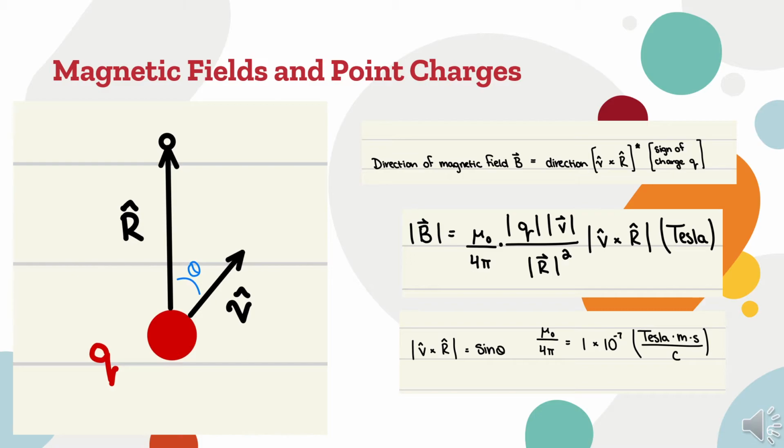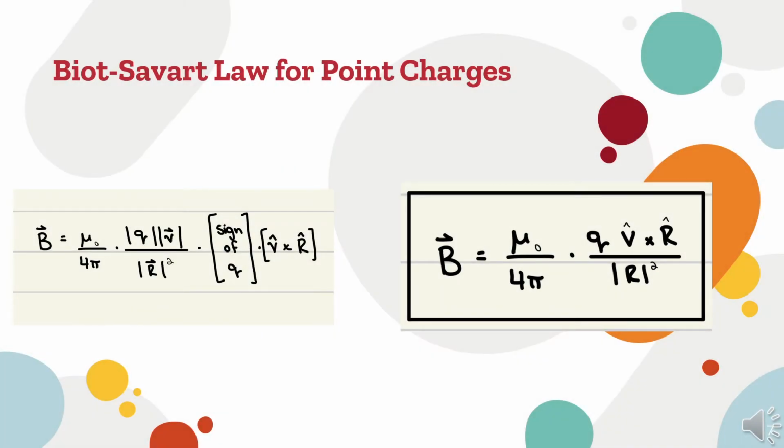The direction of the magnetic field B is equal to the direction of v hat cross r hat times the sine of theta. We can also compose an equation for the magnitude of the magnetic field in units Tesla. Note the constants that are below the equation. We can actually create an equation to solve for the magnitude and direction of the magnetic field. This equation, simplified on the right, is called Biot-Savart's law.